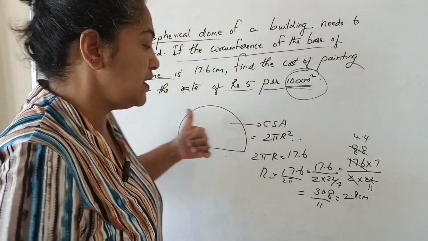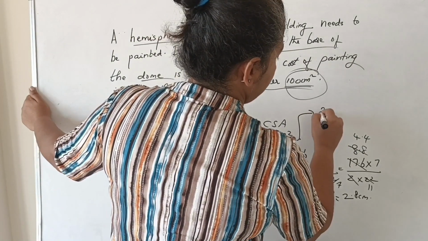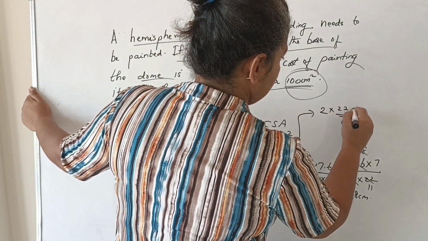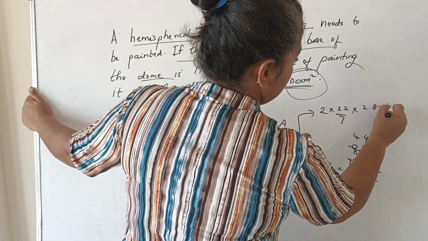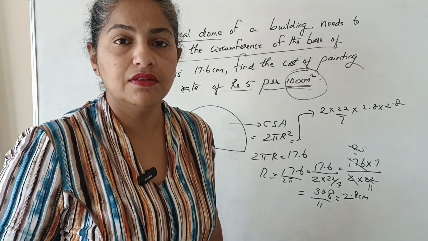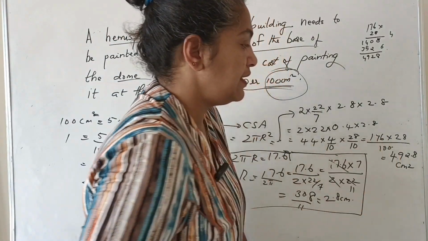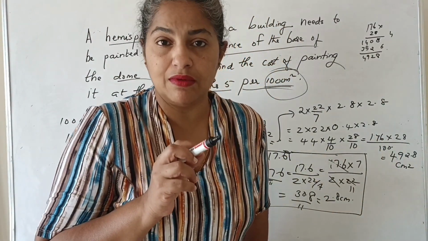Let me substitute it in the area. So area is given by 2 pi r square. So you can find out the area. So after substituting in the area formula, I am getting the value of area as 492.8 centimeters square.